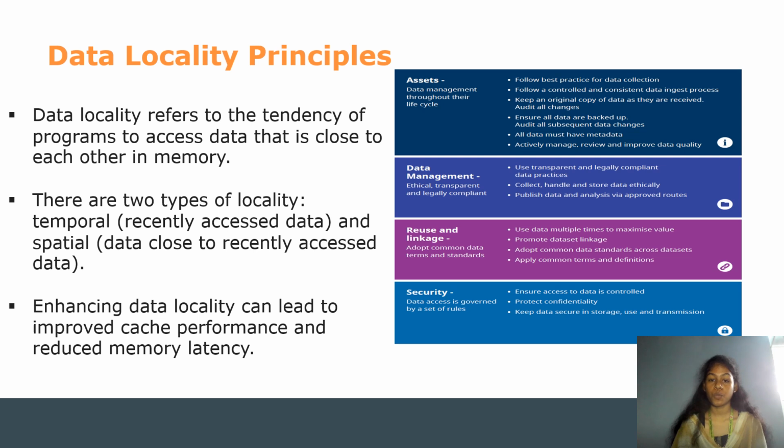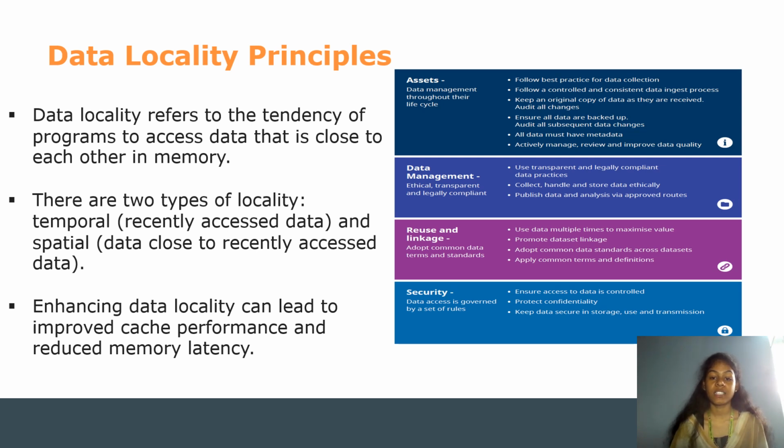Assets. Data management throughout their life cycle. Follow best practice for data collection. Follow a controlled and consistent data ingest process. Keep an original copy of data as they are received, audit all changes, and ensure all data are backed up at all subsequent data changes. All data must have metadata. Actively manage, review, and improve data quality.